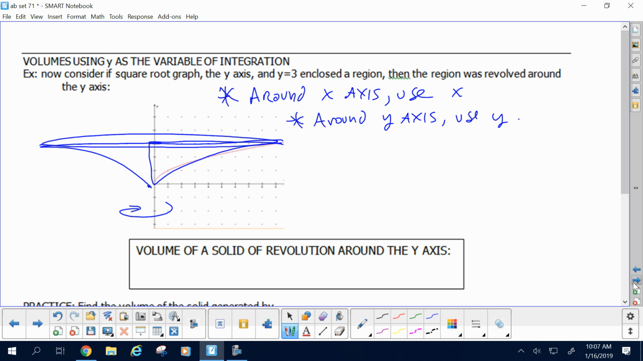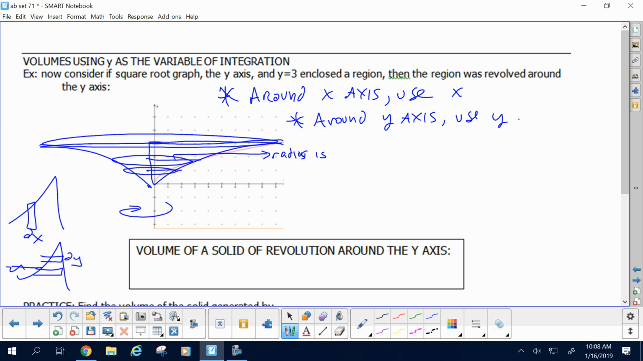Now, what do I mean by use Y? Well, first of all, it means that you'll use a Y in the integral. But second, your rectangles, when we do X rectangles, we do them this way, and it's dx thick. But when we do Y rectangles, we do them this way, and it's dy high. So when I say use Y, we're actually going to be using rectangles like this and revolving them. Now, here then, the radius is actually going to be an x measure here.